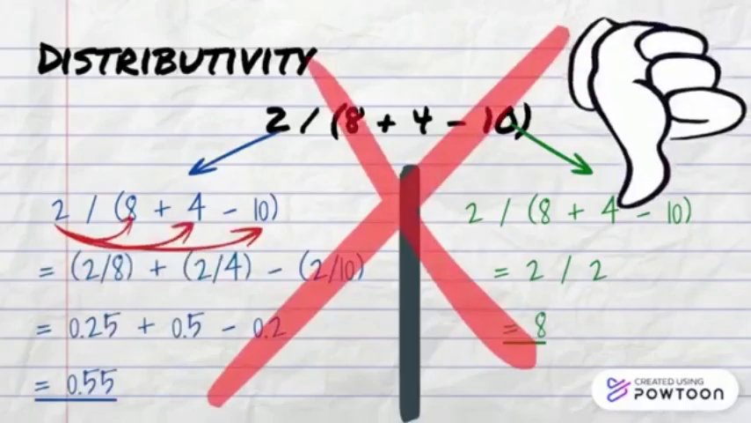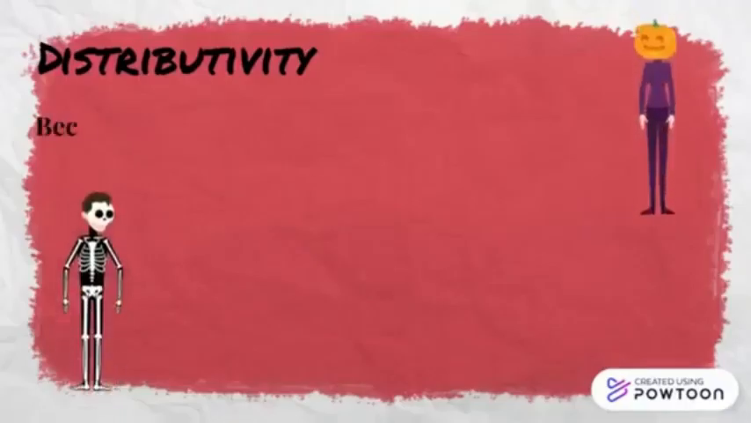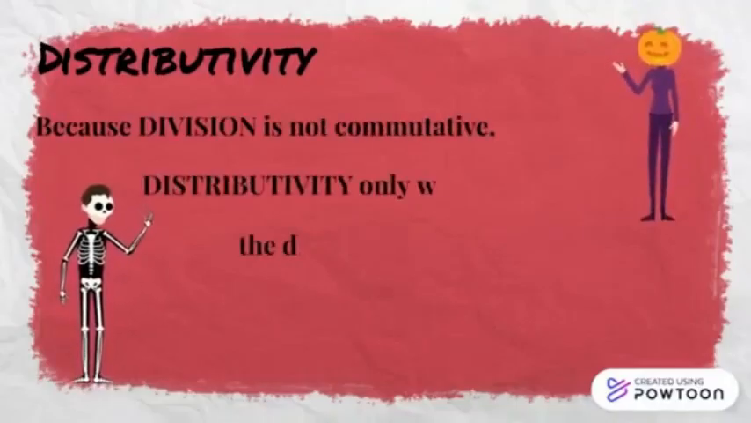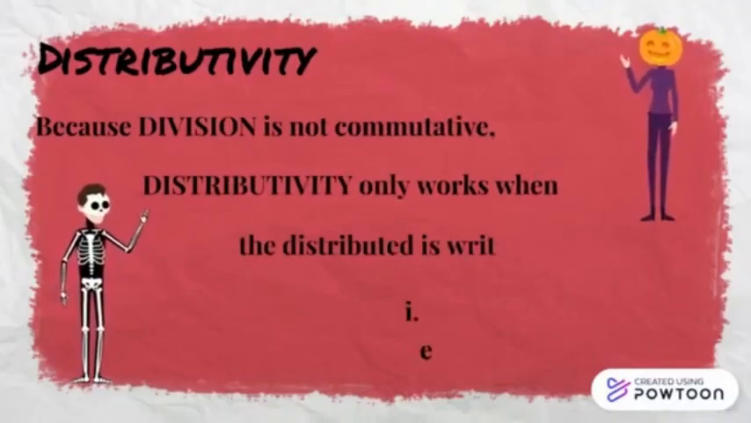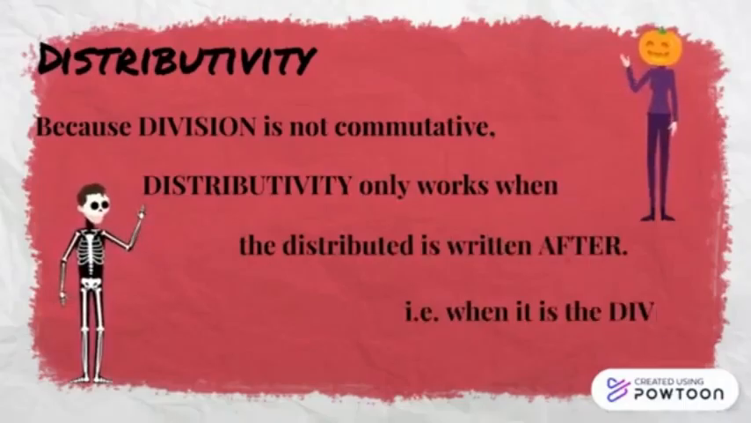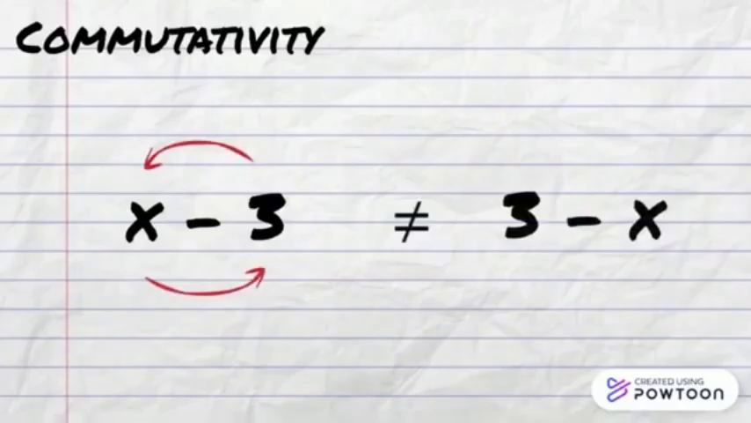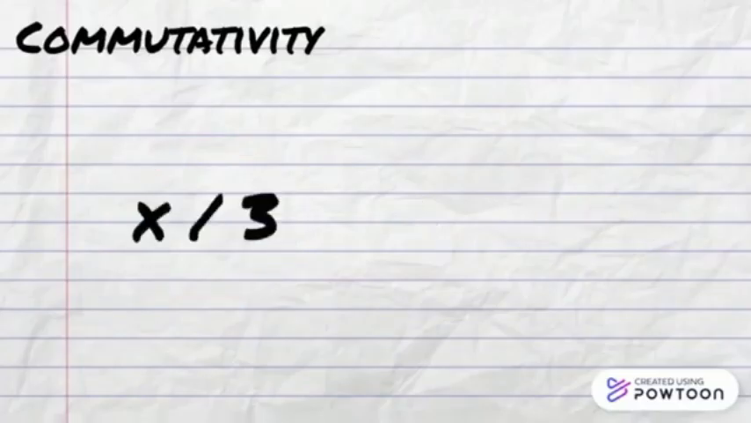This is because you've distributed the dividend rather than the divisor. This is because division is not commutative, so the position of the divisor as opposed to the position of the dividend does matter. So distributivity only works for division if you are dividing by the number that you are going to distribute.